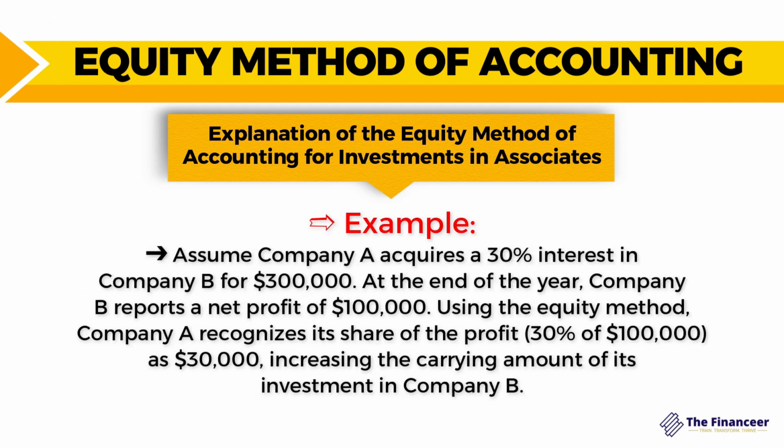So as an example, company A acquired 30% interest in company B for $300,000. At the end of the year, company B reports a net profit of $100,000. Using the equity method, company A recognizes its share of the profit, which is 30% of this $100,000. So company A is going to recognize $30,000 as an increase in the carrying amount of the investment in company B.